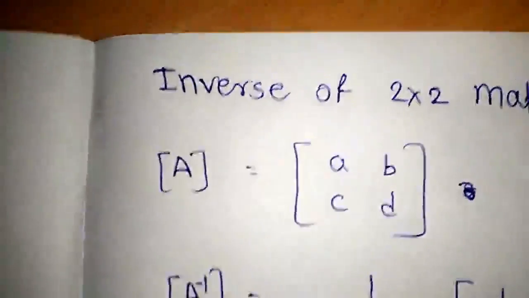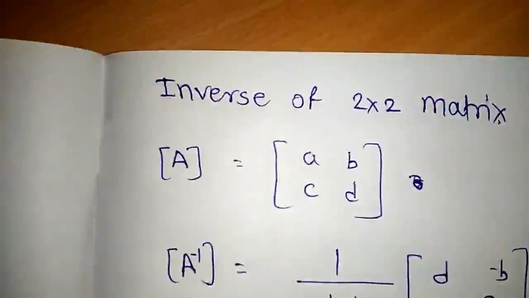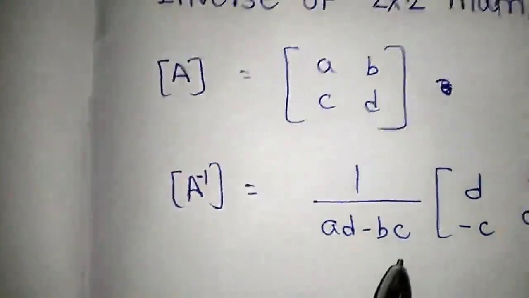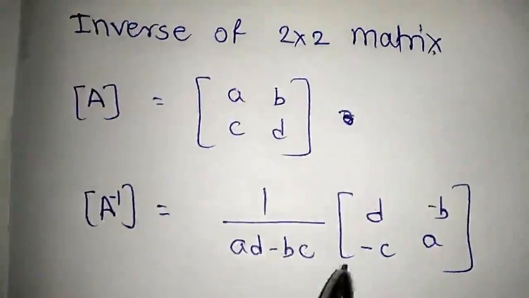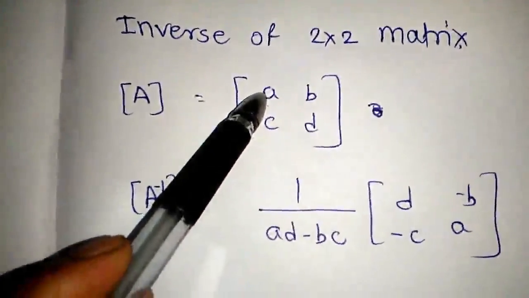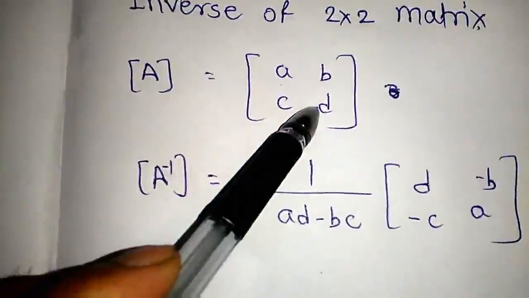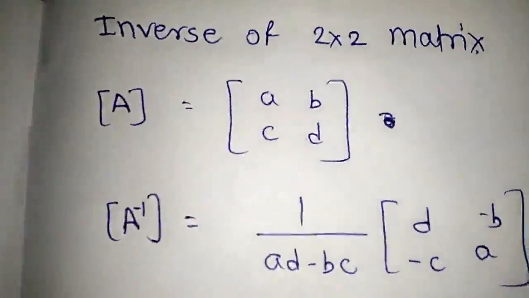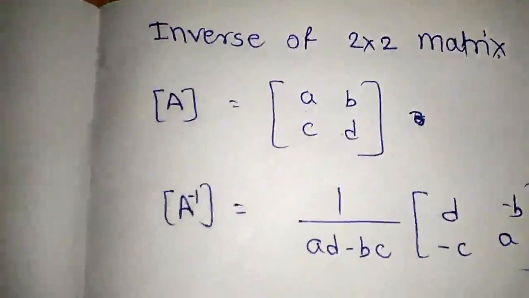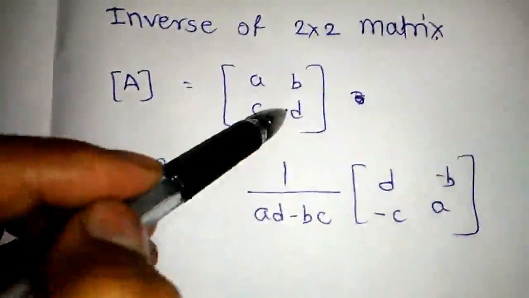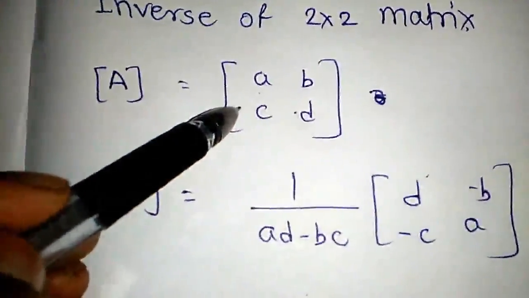If there is another case, if I have a 2 by 2 matrix like a, b, c, d, then the inverse will be equal to 1 upon ad minus bc. And what you have to do is just interchange these two values, means a has to be replaced by d and d replaced by a, and for the remaining values other than that you have to change the sign. If there is positive b, you replace it with minus b, positive c with minus c. I have taken an example here.